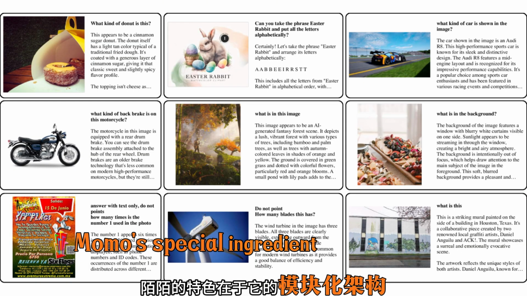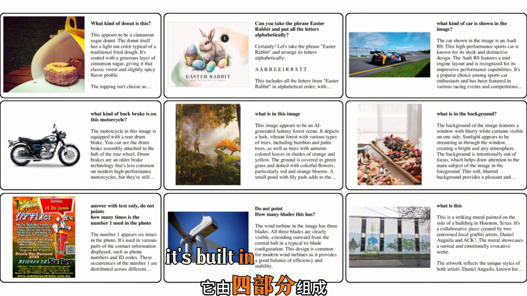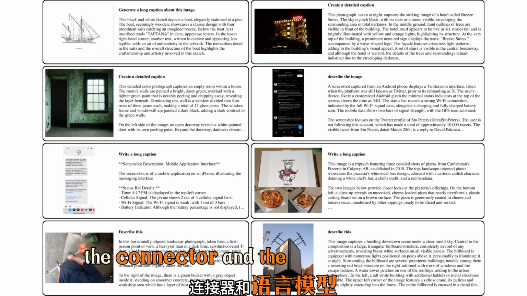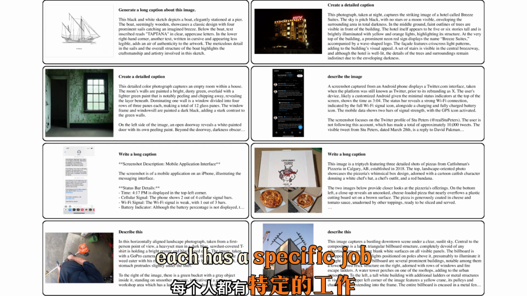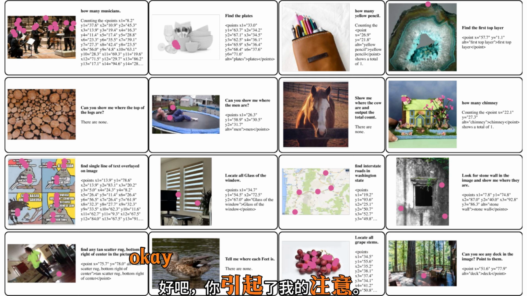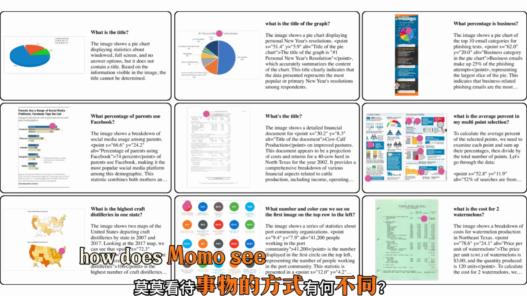Molmo's special ingredient is its modular architecture. It's built in 4 parts: the image preprocessor, the vision encoder, the connector, and the language model. Each has a specific job. But the fascinating part is how Molmo actually sees images. Okay, you've got my attention. Yeah. How does Molmo see things differently?